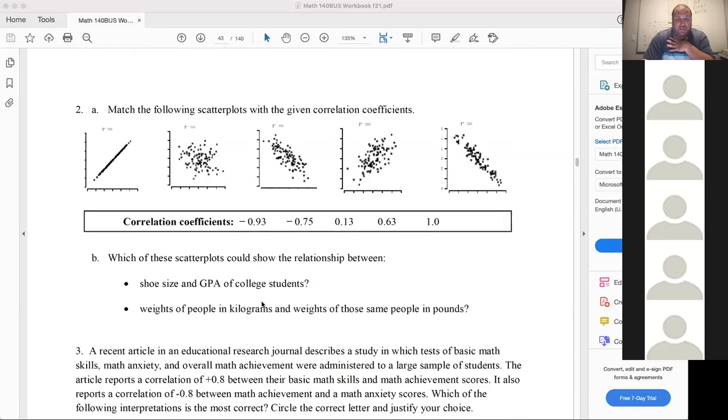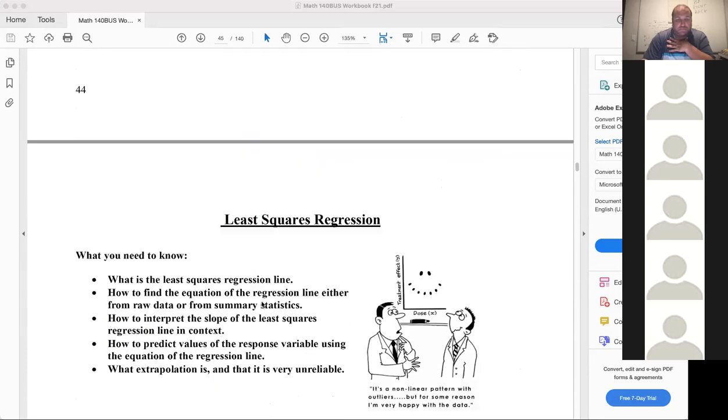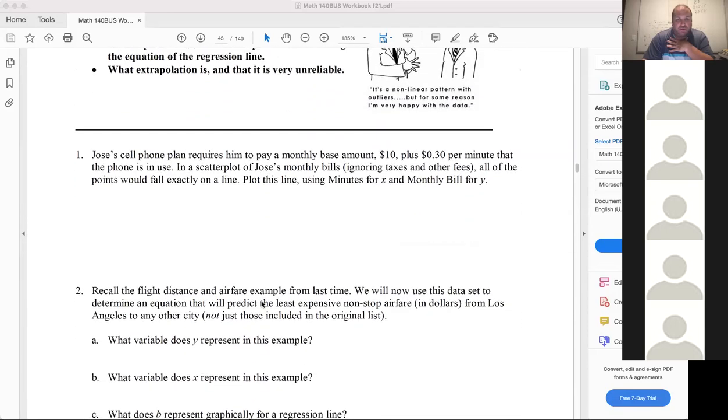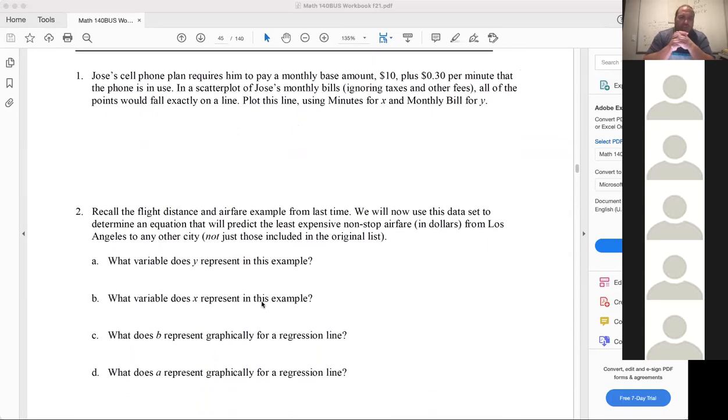All right, chapter 5: least squares regression. Jose's cell phone plan requires him to pay a monthly base amount of $10, plus 30 cents per minute that the phone is in use. In a scatter plot of Jose's monthly bills, ignoring taxes and other fees, all of the points would fall exactly on a line. Plot this line using minutes as the x-axis and monthly bill as the y-axis.